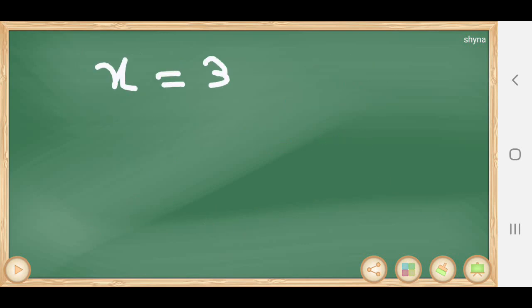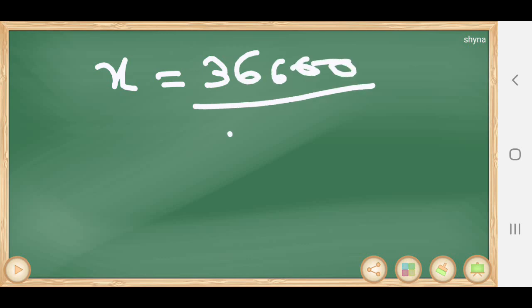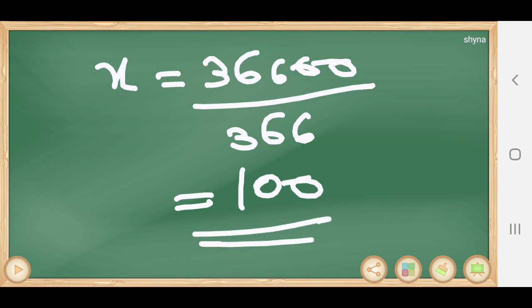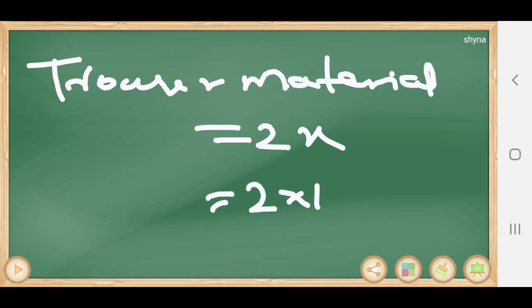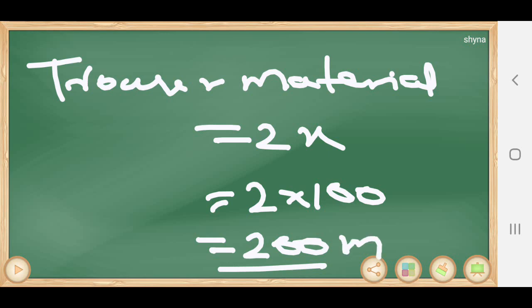x equal to 36,600 by 366, that equals 100. Then x equal to 100. One question asked: what is the total amount of trouser material? Yes, we know that total amount of trouser material equal to 2x meter. What is x? 2 into 100 equal to 200 meter. Shirt material is not asked there. Total amount of trouser material only is asked, that is 200 meter.